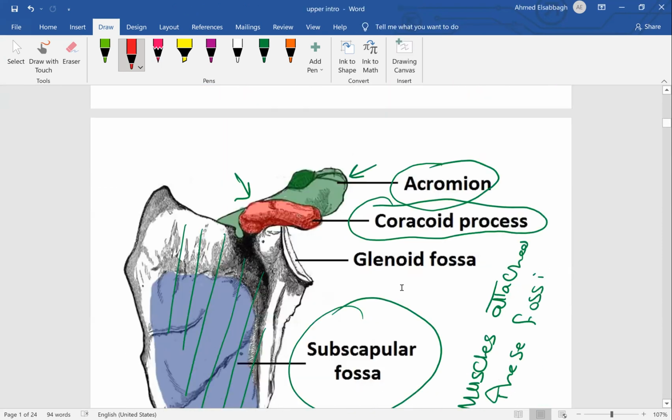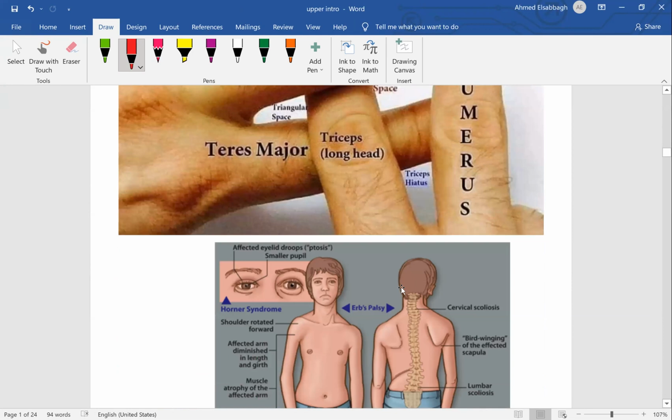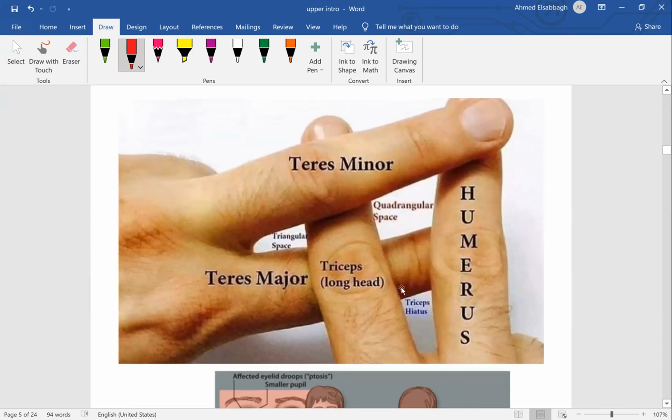How to remember the boundaries without effort? By looking at this picture. Make your fingers like this. Okay, try to make it. This is the humerus. This is the teres minor, teres major, triceps. And these are the spaces. You will never forget them this way. Okay?